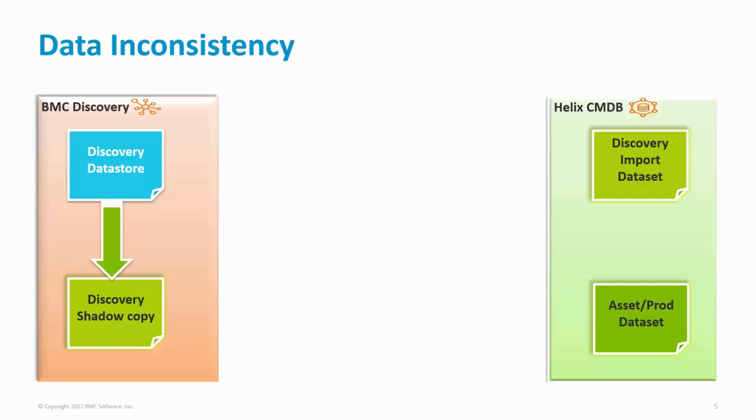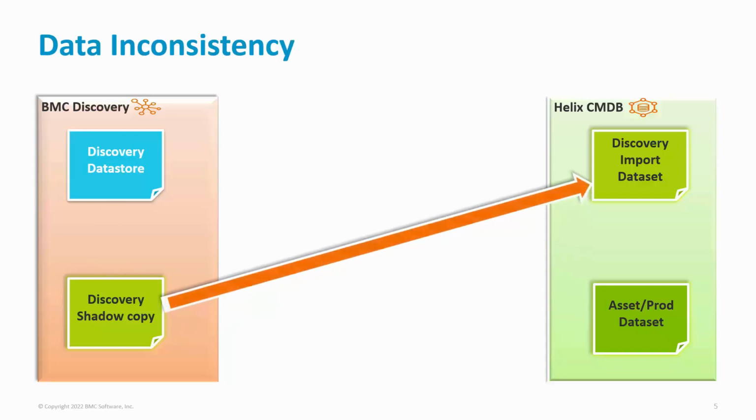But if you see inconsistency when comparing the data that is available in the shadow copy with the data that is there in the import dataset, then that would be a valid inconsistency, because the local shadow copy stores a copy or replica of the data that has been synced into the CMDB. So in the ideal case, the CI data that is available in the local shadow copy should be the same as the data that is available in the discovery import dataset in Helix CMDB.